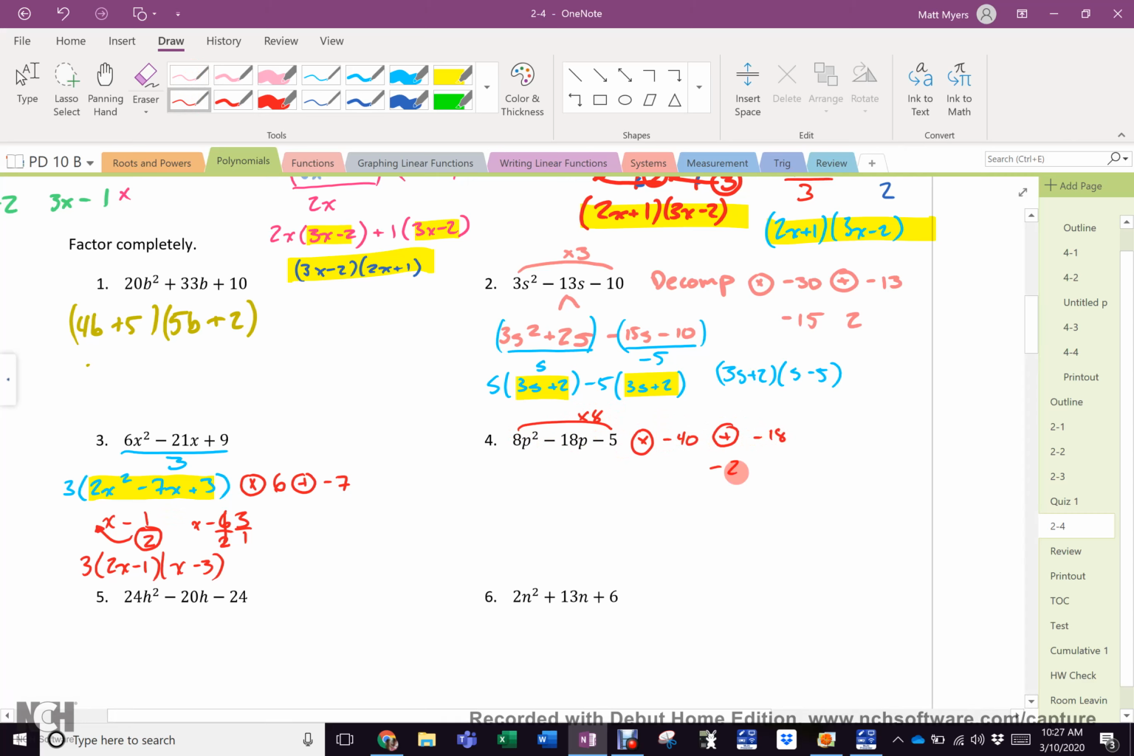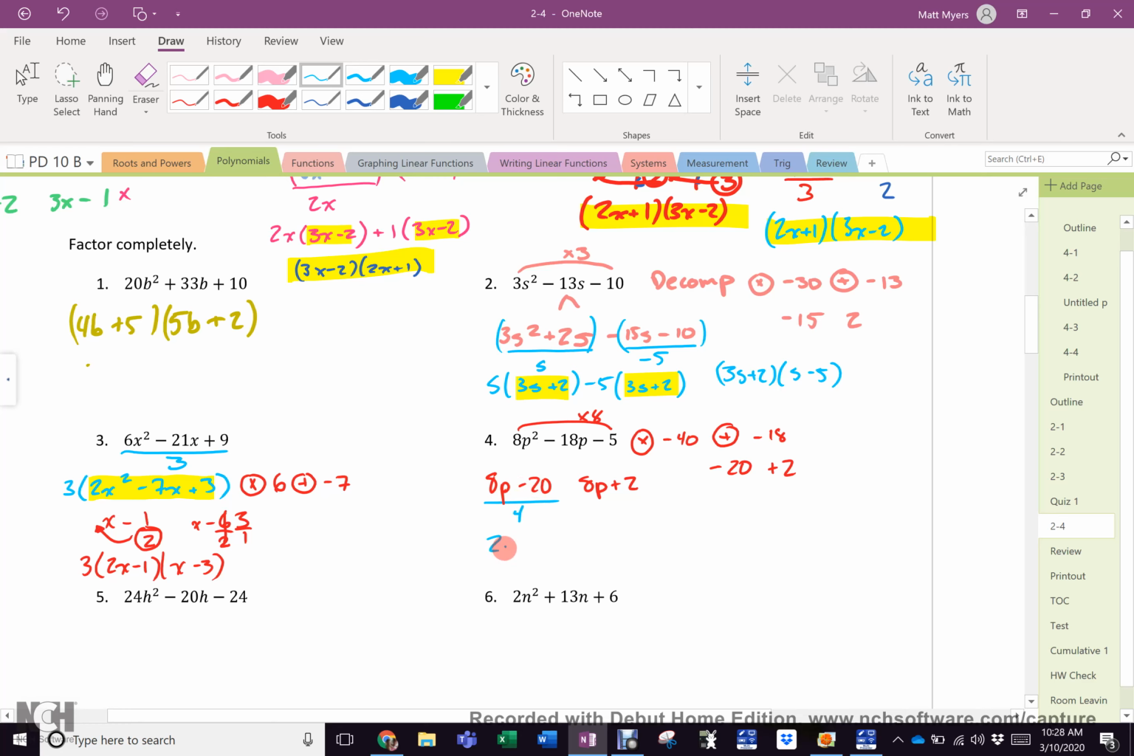Negative 20 and positive 2. Yes? So, 8p minus 20, 8p plus 2. What do I do here? Naturally, you want to GCF that. Unnaturally, what are we going to do about that GCF? Forget about it. So what is the GCF there?